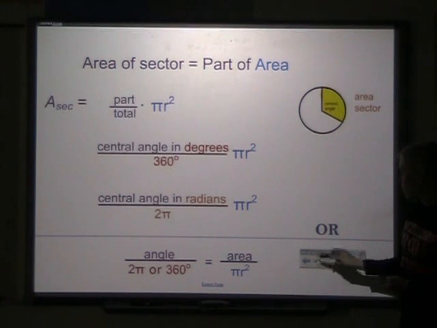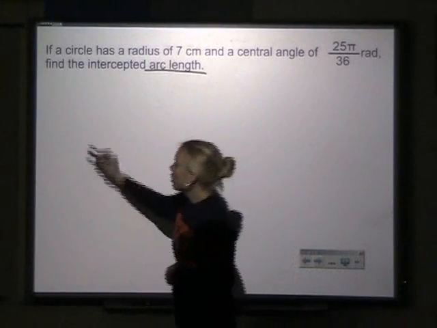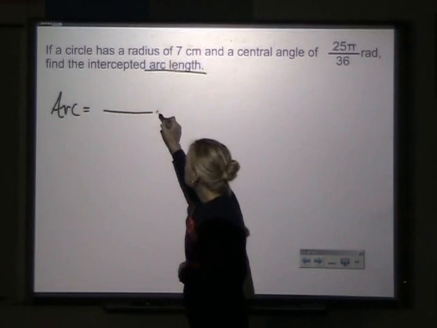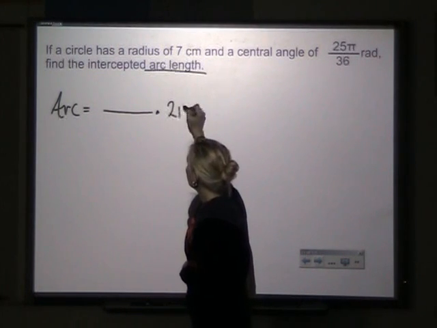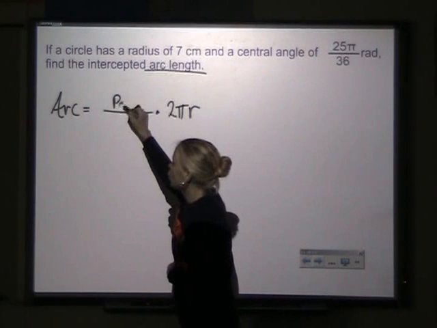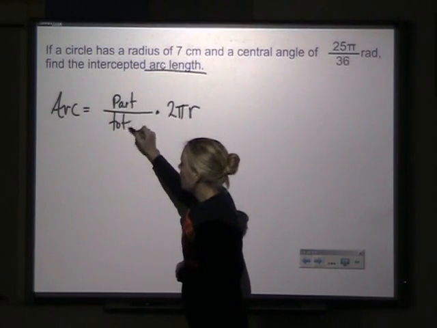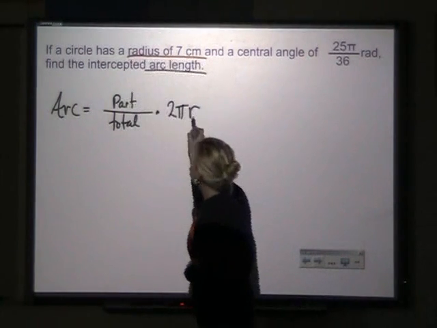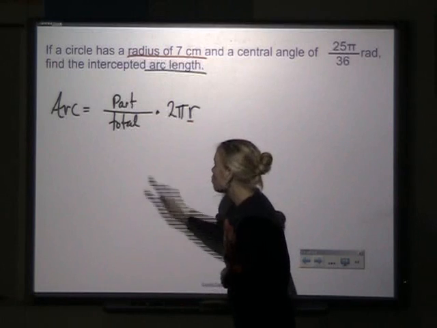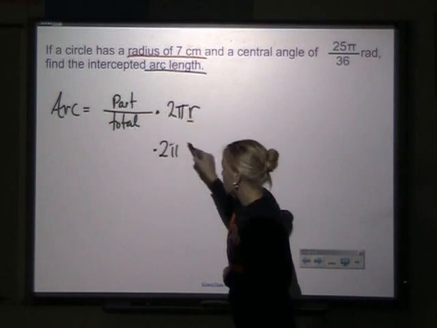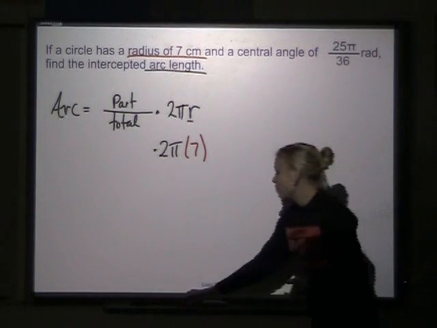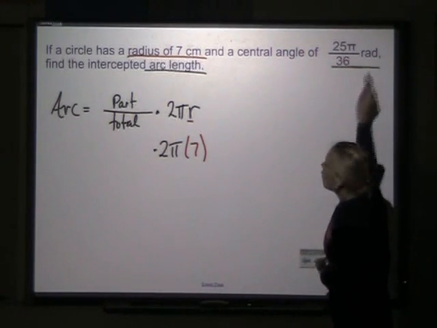Sometimes you are just given a straightforward question. Like this one is asking me to find the arc length. So I'm going to go ahead and write the arc length is part over total times 2 pi r, like the circumference. I'm going to fill in what I have. I have the radius. So the 2 pi is just a number. I have the radius, which is 7. I have the central angle in radians.